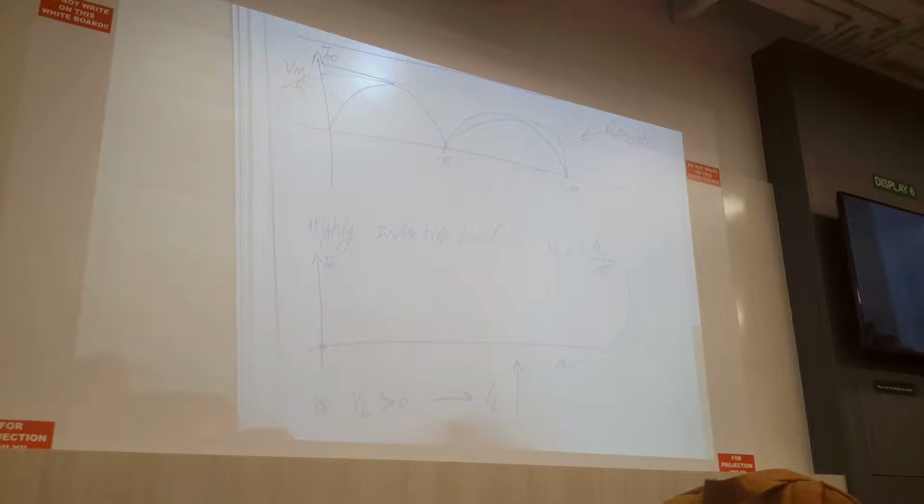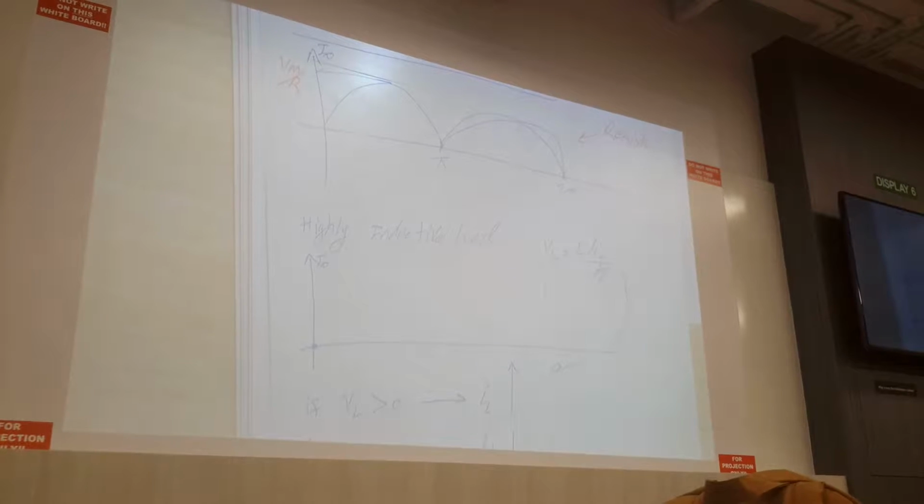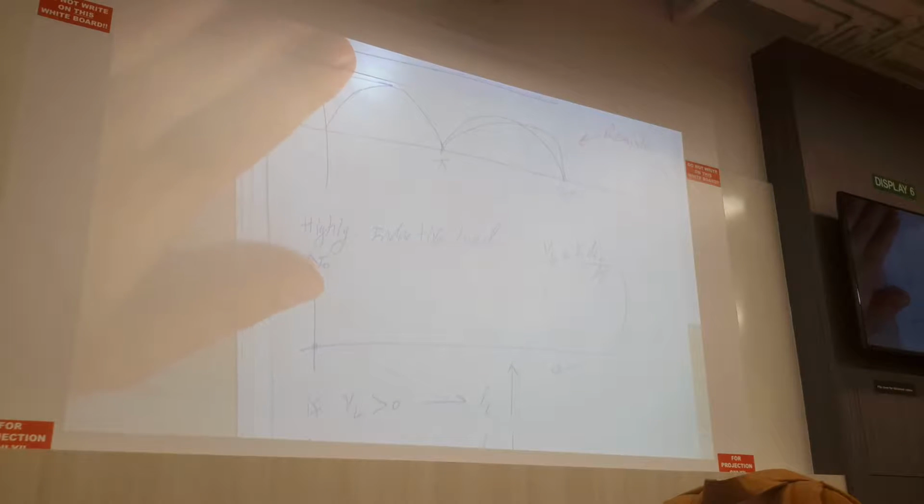If VL is negative, dIL over dt will become negative and IL will decrease. And the same thing, don't say it is positive or negative, it is decrease. Okay, now we see how the transient will be.